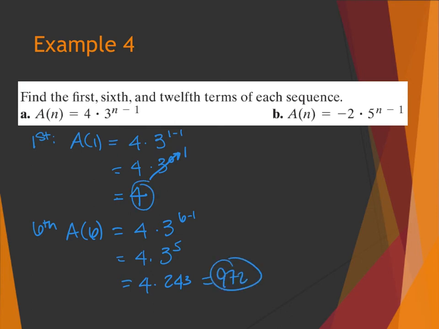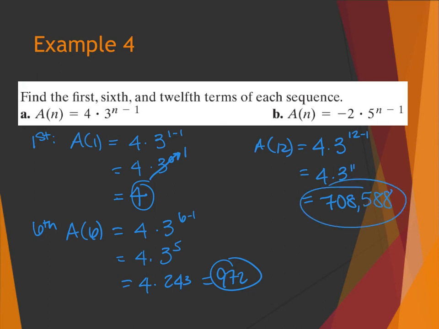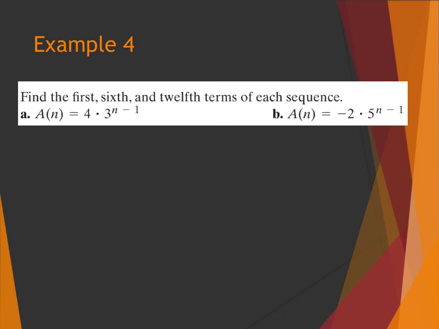972. And then the 12th term, I have A of 12, and this is going to give me 4 times 3 to the 12 minus 1, which is the 11th. So I have 4 times 3 to the 11th, and if you type that in, you're going to get 708,588, and that would be your 12th term.